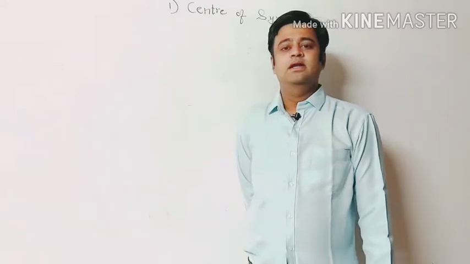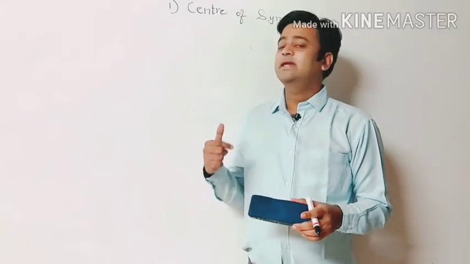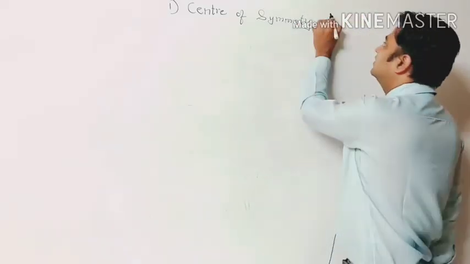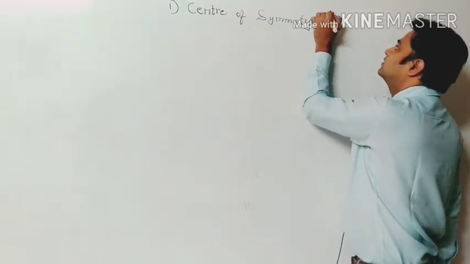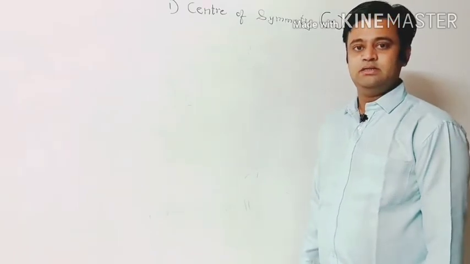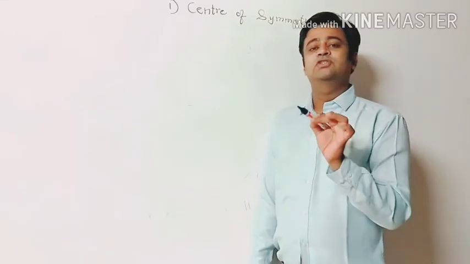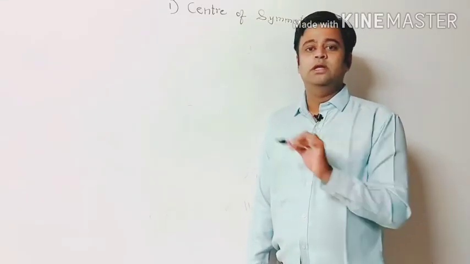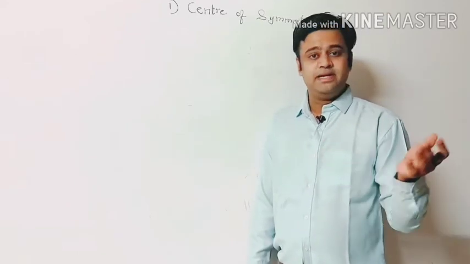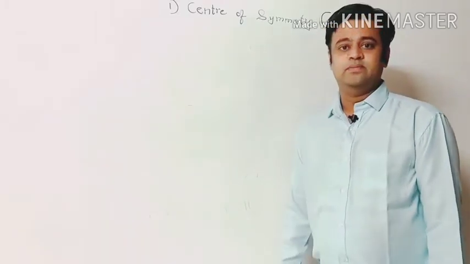Center of symmetry. Let it get explained what is center of symmetry. As the name suggests, center, we are going to put some center over the molecule. We are going to travel that dot over the molecule, and suppose that the paths get repeated, then that molecule is said to possess center of symmetry.